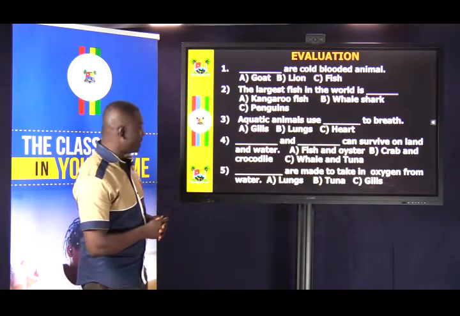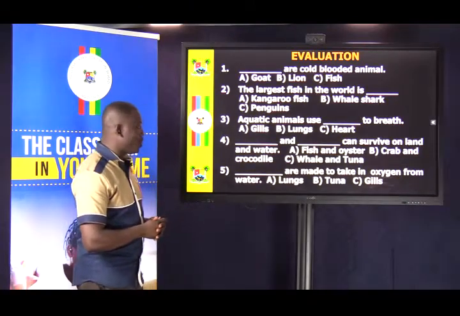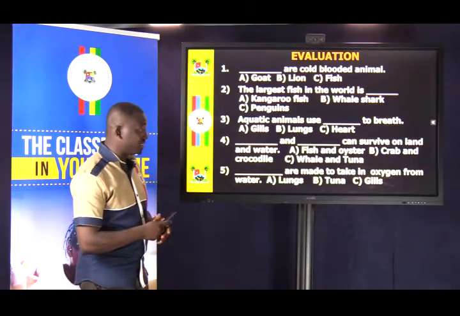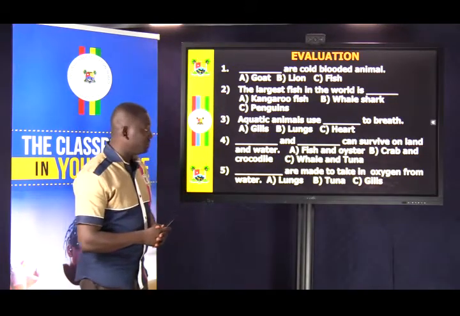Okay, to the last question. Dash are made to take in oxygen from water. Is it lungs, tuna, or gills?